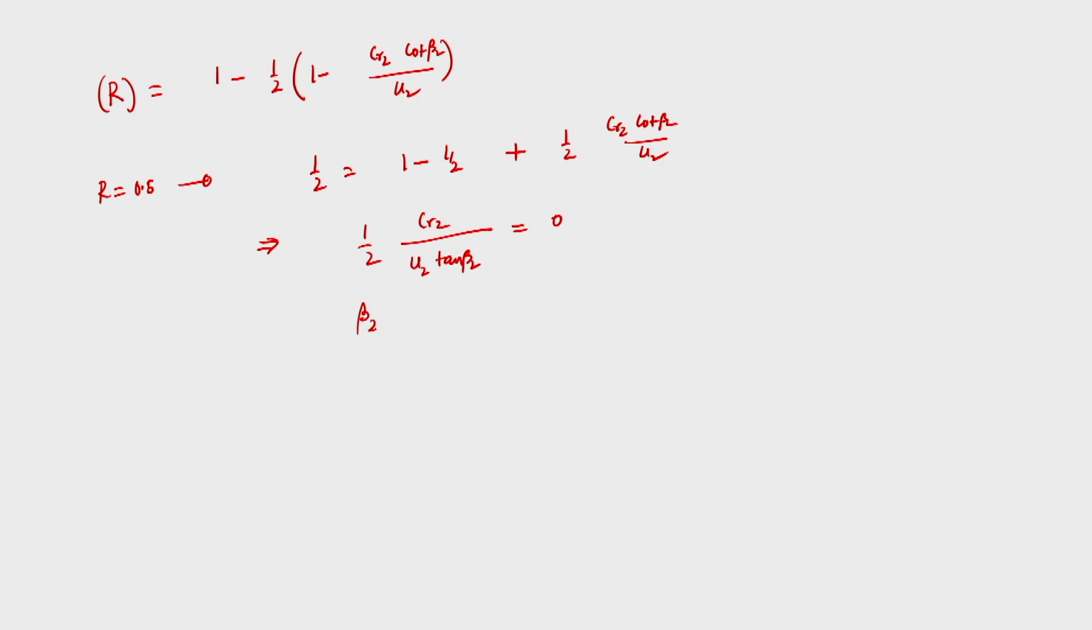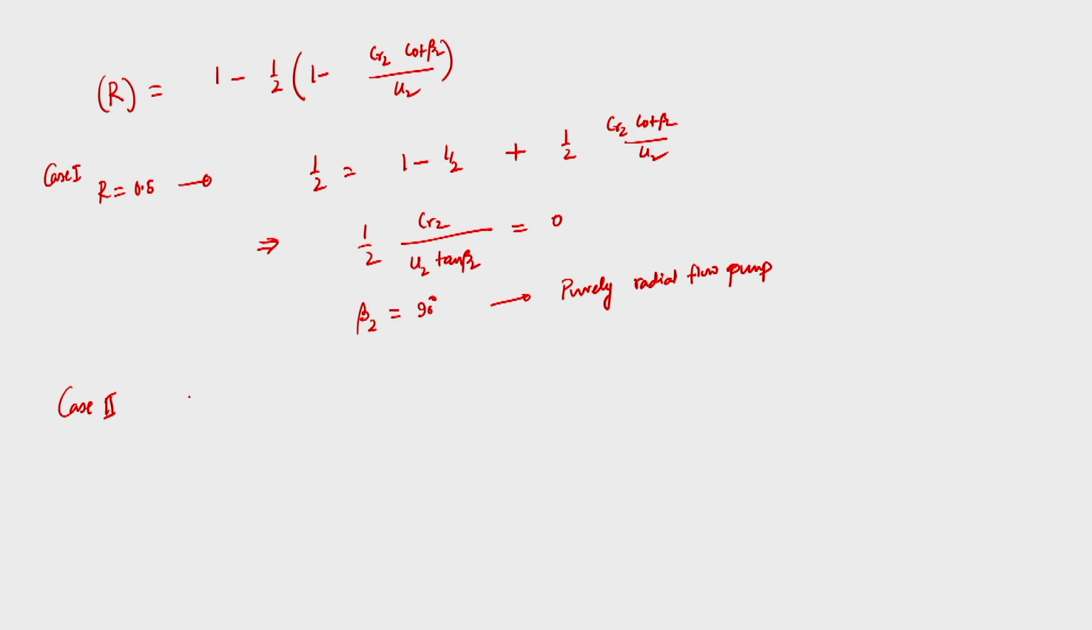From here we can write beta 2 is equal to 90 degrees. That is, for R equal to 0.5, beta 2 will be 90 degrees, so it is a purely radial flow machine, or radial flow pump. If the degree of reaction is half, then this will be a purely radial flow pump. Now, I will take another example. This is for case 1.